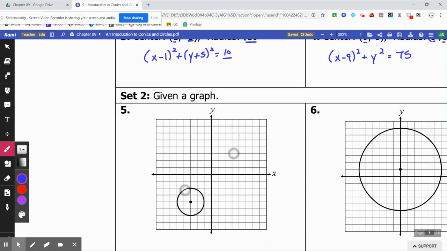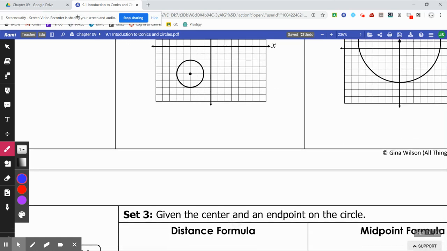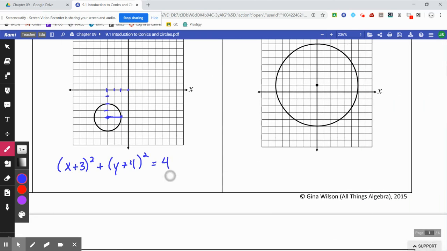Now let's, given a graph, let's find some equations. So this one, let's see how far left or right we moved. Here's our 0, 0, 1, 2. We moved it left 3, so that'd be x plus 3. Then we moved it down 1, 2, 3, 4. So to move it down 4, you're going to do plus 4. Is equal to the radius is the distance from the center to the outside. This has a radius of 2, so that would equal 2 squared, which is 4.